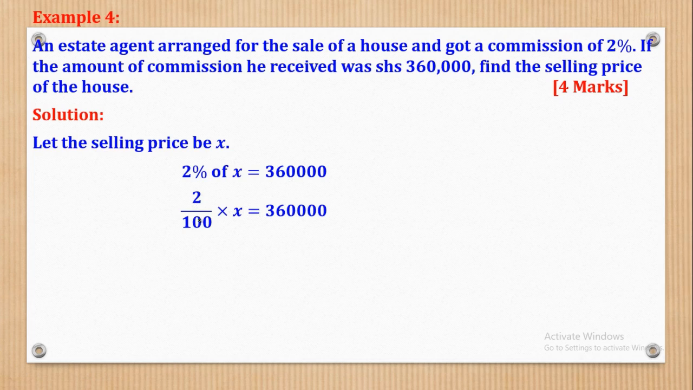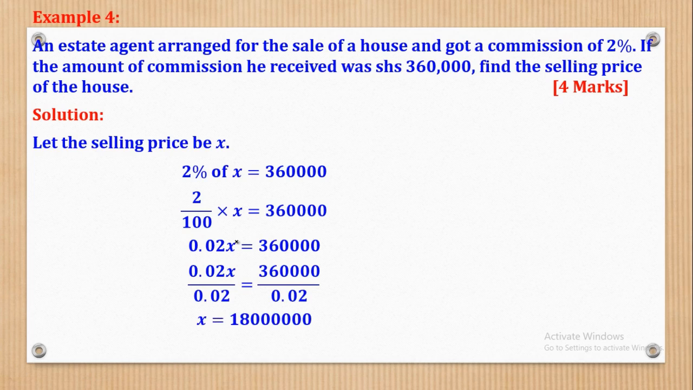360,000. Now 2 over 100 is the same as 0.02, multiplied by X, giving 0.02X equal to 360,000 shillings. Now if I want to make X the subject, I'll have to divide both sides by 0.02 to come up with my X as 18 million shillings. So basically that's what they wanted, and that is our selling price. So we shall conclude that the selling price is shillings 18 million.